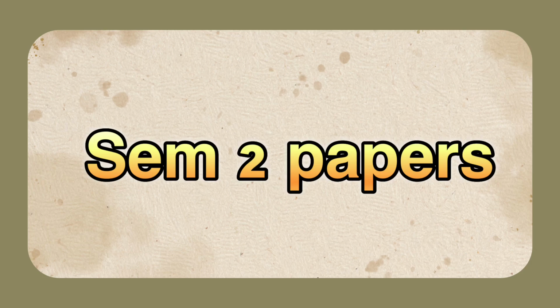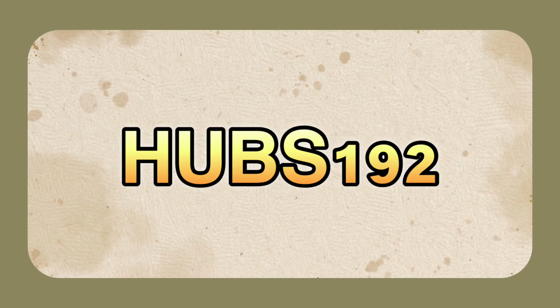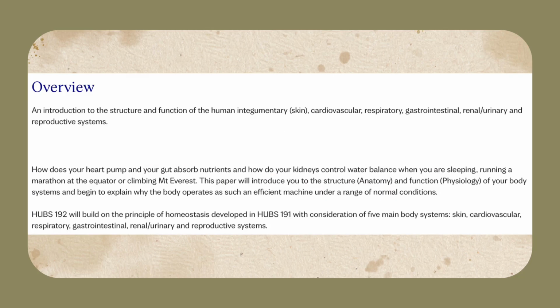So now I'm going to move on to the semester 2 papers. With HUBS 192, it is an introduction to the structure and function of the human integumentary system, which is your skin, cardiovascular, respiratory, gastrointestinal, renal/urinary, and the reproductive systems.